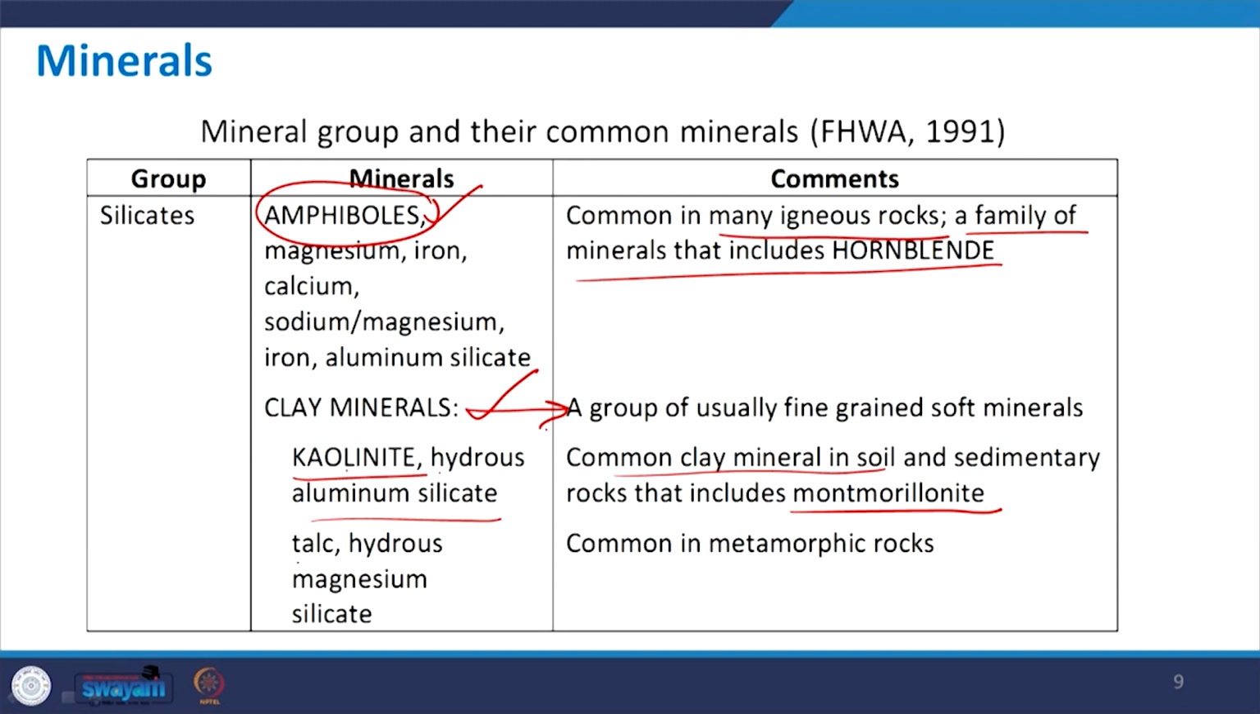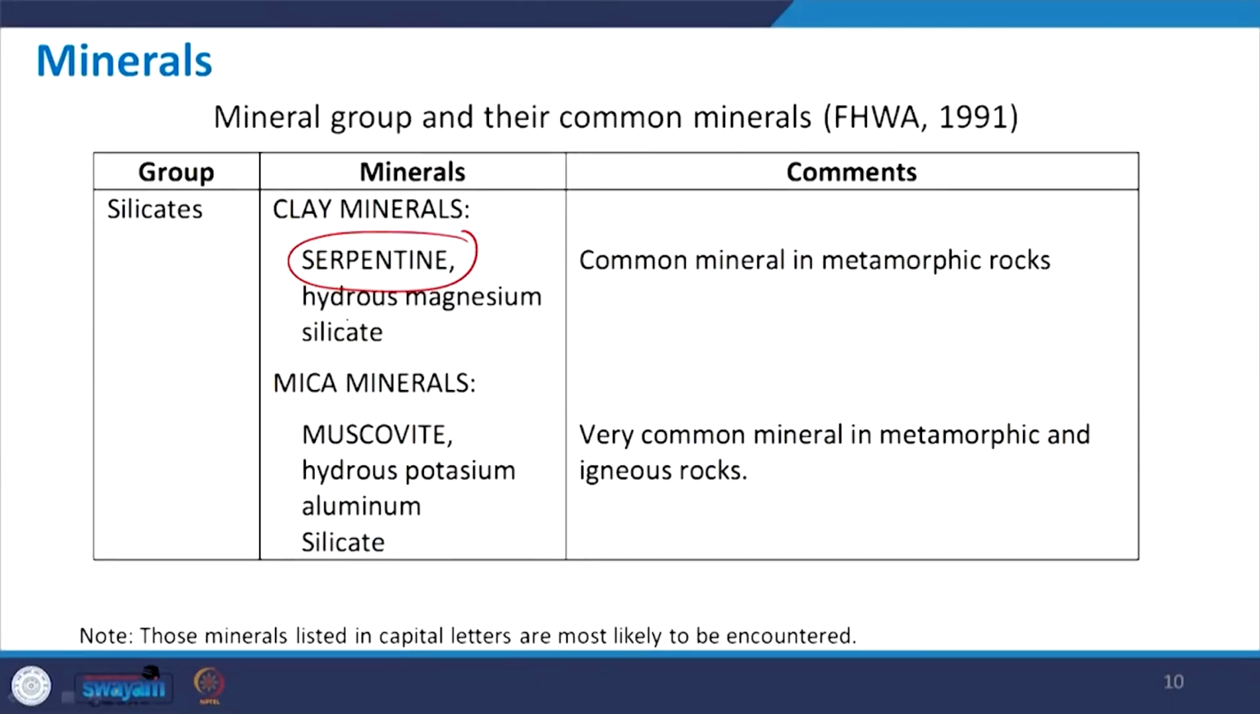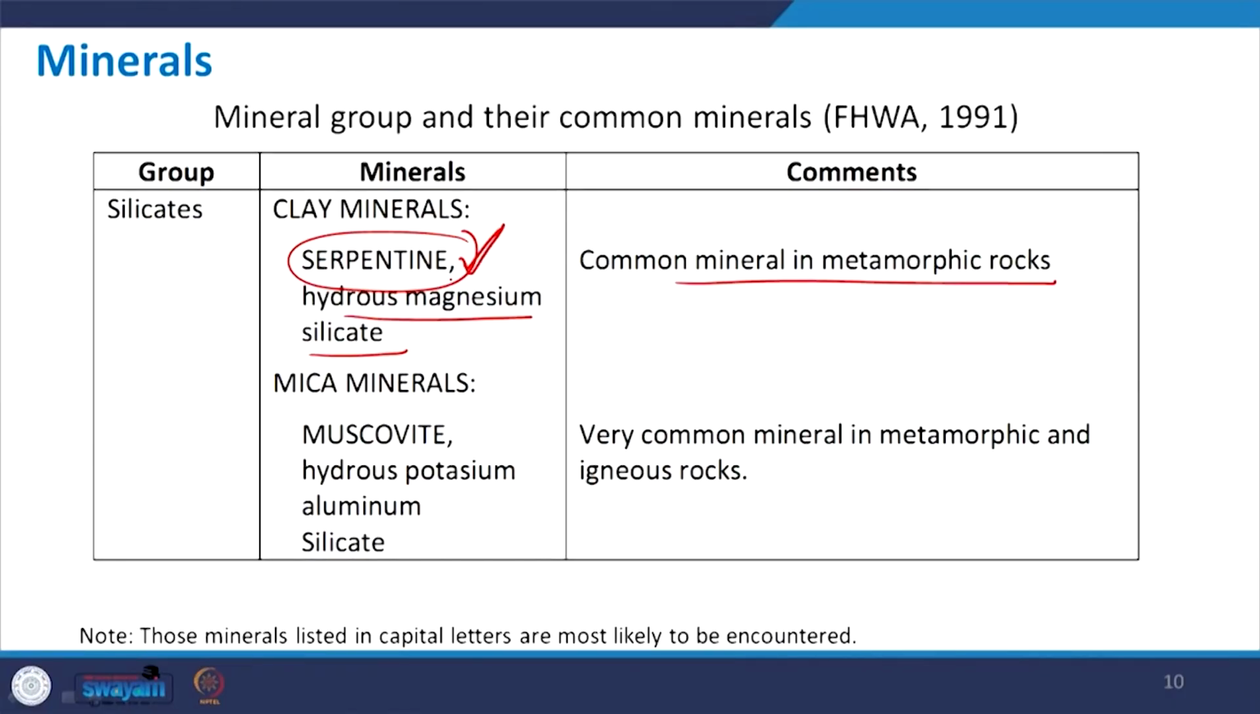Then the next category is talc, hydrous magnesium silicate, which is quite common in the third type of rock, the metamorphic rock. Now, going ahead, the next type of clay mineral is serpentine, which is hydrous magnesium silicate, and this is common in the metamorphic rock. From this table you should be able to understand which mineral is common in which type of rock. I have listed all of these, so keep in mind that this mineral is very common in metamorphic rocks.